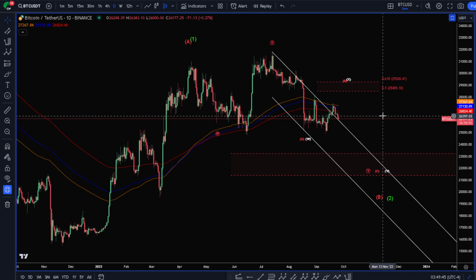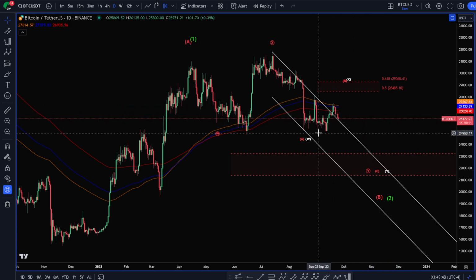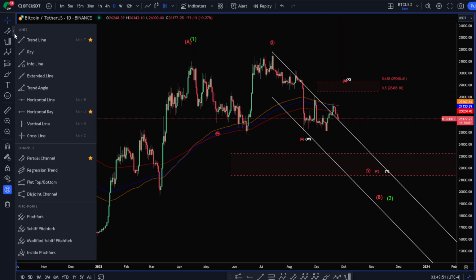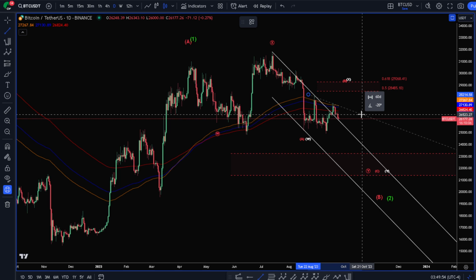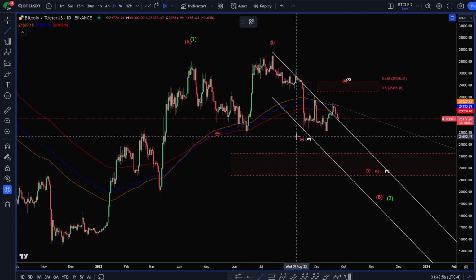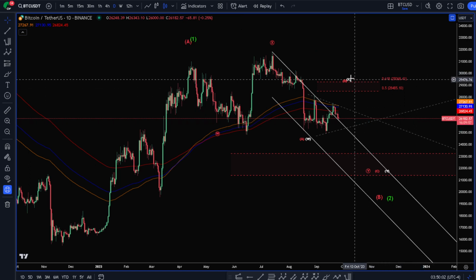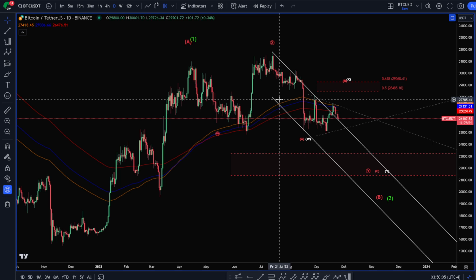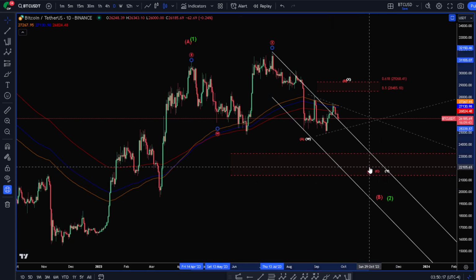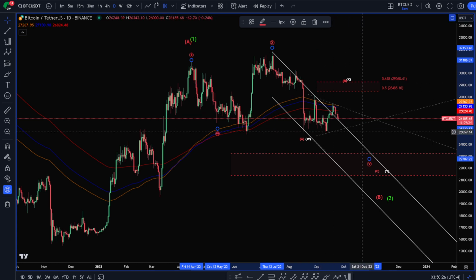But that being said, if this turns into a triangle here, this is my concern. If this turns into a triangle and breaks to the downside, what would that mean? To me, that would mean we're getting a WXYZ. And the reason for that is this can't be a flat. So if we're making a Y wave, you can't get a triangle in the B wave of a flat correction. That goes against the rules of a flat. It can't be a triangle.